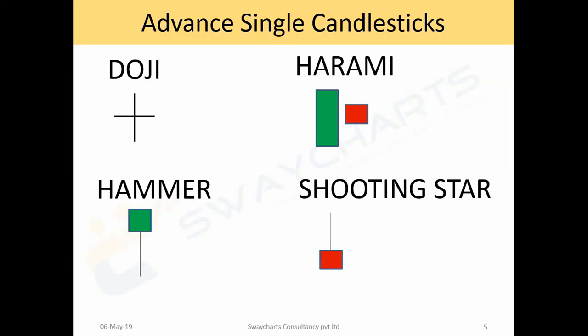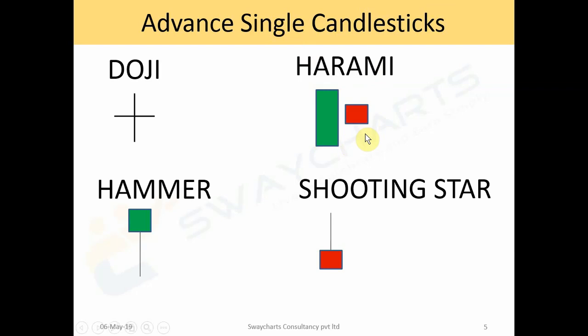So these are the four basic and most important advanced single candlesticks. The first one over here is Doji, which means indecisive. So if you see this particular candlestick here, it has got a low, a high, but if you see the open and close is almost around the same area. That means it will have a small real body or maybe just a negligible real body. So that is a doji. It means indecisive, right? Then the next is harami.